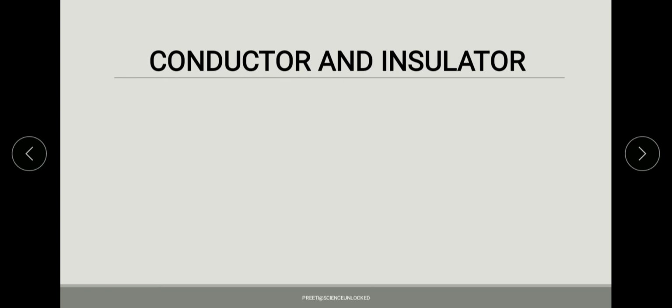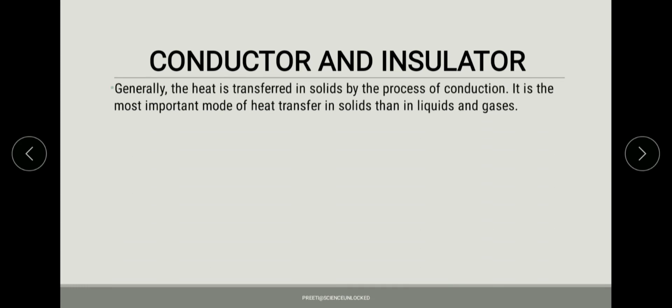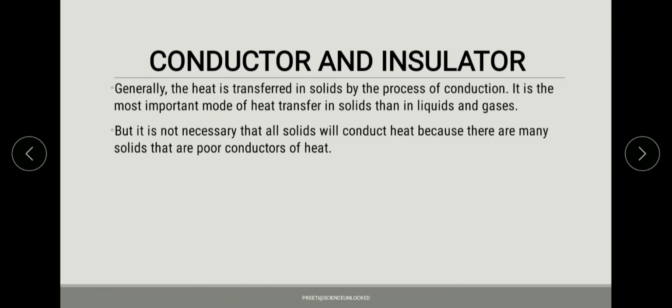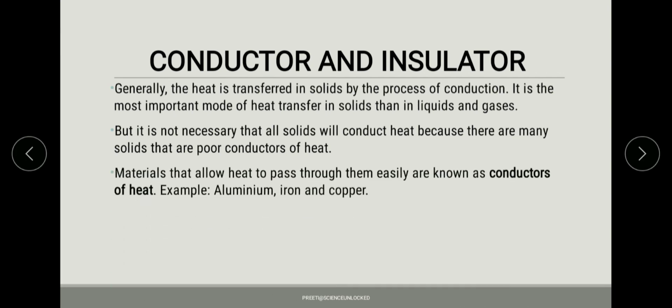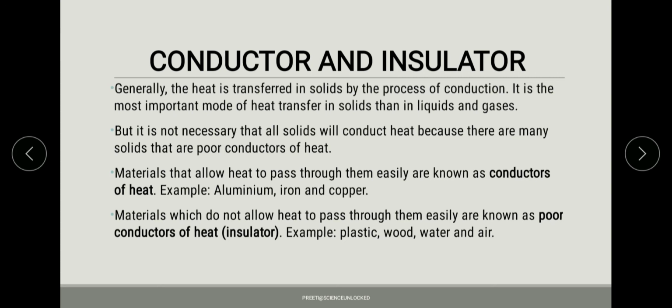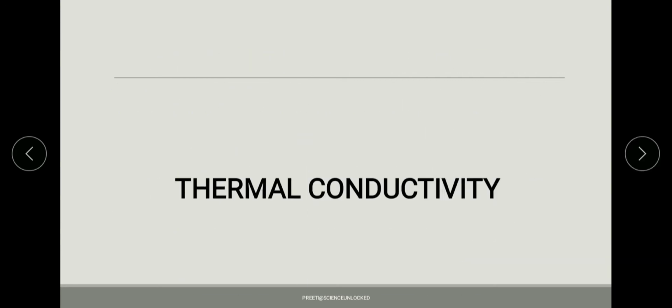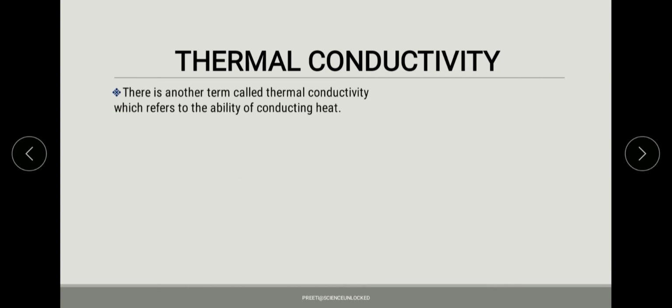And with this aspect, we have one type or categorization of material, that is conductors and insulators, where the conductors are basically the kind of material which will allow the heat to pass through them. On the other hand, the poor conductors or simply insulators are the kind of material which will not allow the heat to pass through them, and they have their respective usage and examples as per what exactly is happening over there.